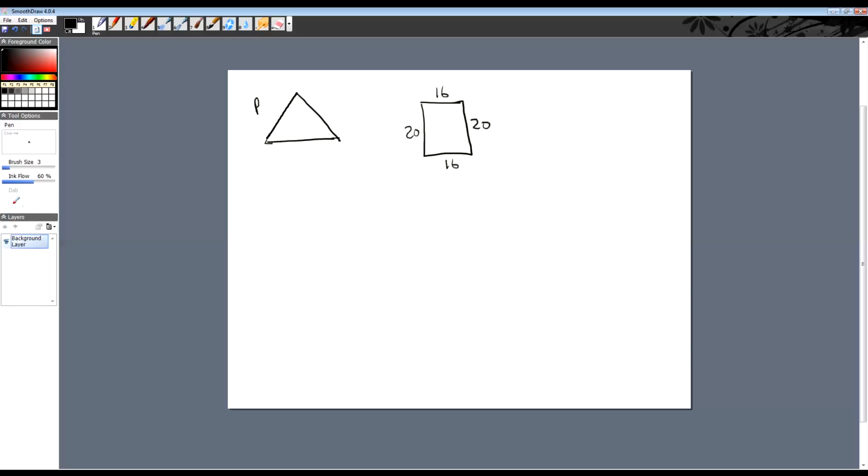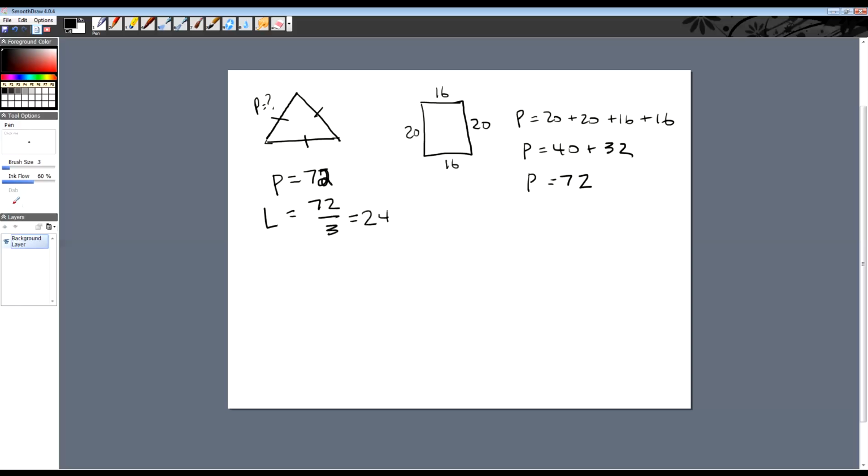So they're saying, well, what's the perimeter here? Now it's equilateral, so all 3 of these sides are the same length. So the perimeter of this rectangle is 20 plus 20 plus 16 plus 16. So perimeter is 40 plus 32. Perimeter is 72 inches. So if the perimeter is 72 inches and we have an equilateral triangle here, equilateral means the same. So the perimeter here is going to be also 72 inches. So the individual length, L, would be 72 divided by 3, or 24 inches.